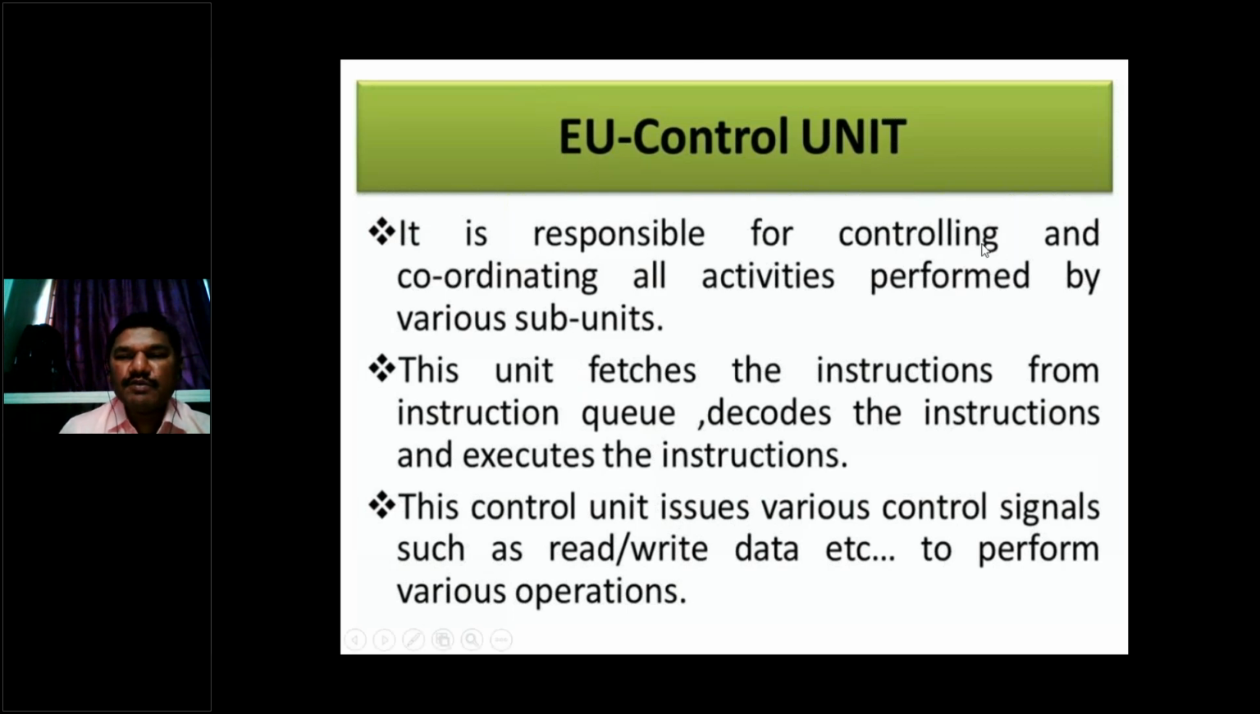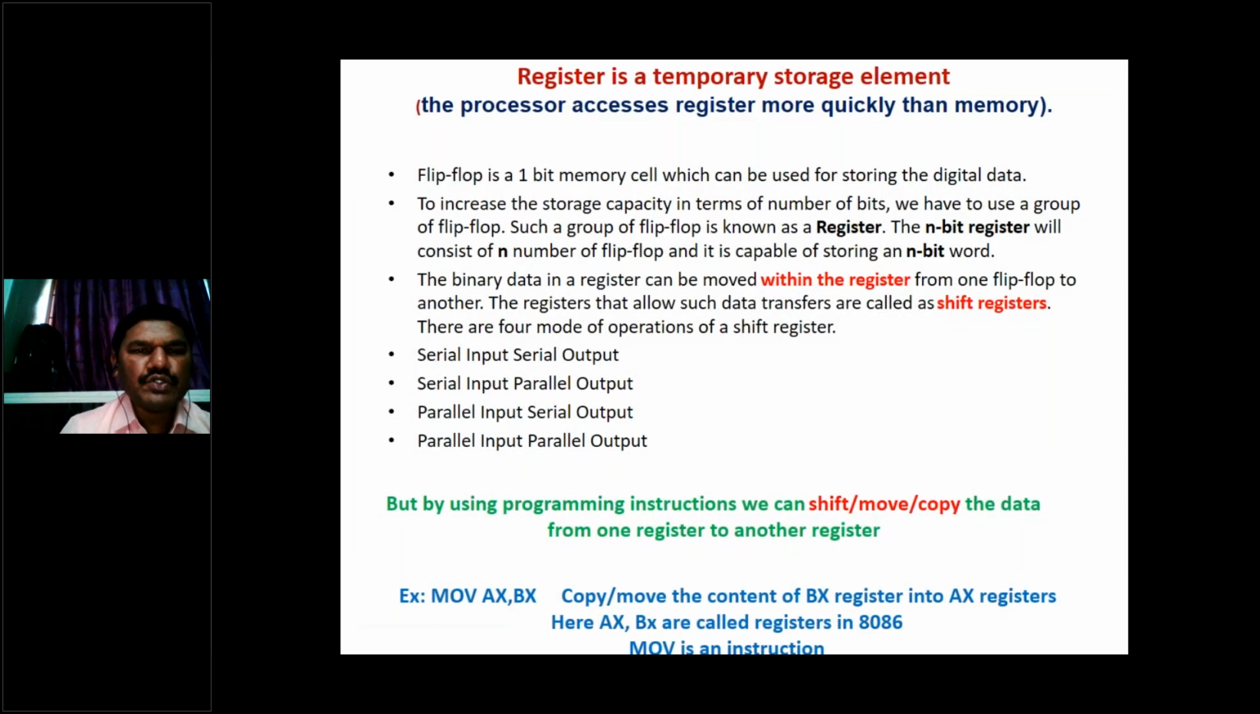It is mainly responsible for controlling and coordinating all activities performed by various subunits of the execution unit and the bus interfacing unit. This unit fetches instructions from the instruction queue, decodes, and executes them. It issues control signals such as read, write, data, etc. And here is the definition of a register, what it does, and so on. We will see the different types of registers in 8086 in the next presentation.